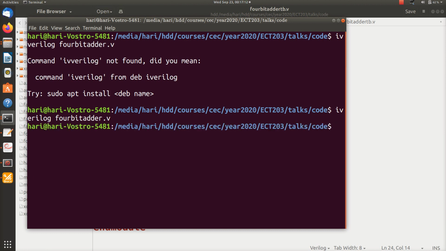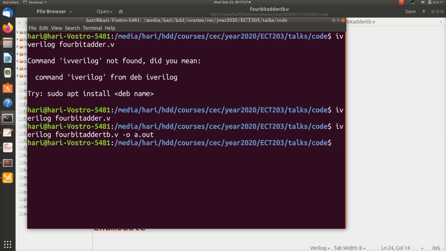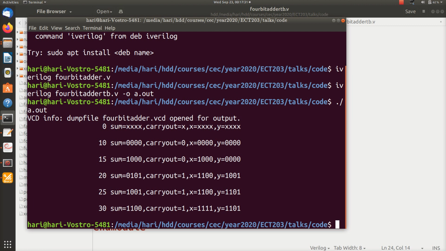Now this 4-bit adder is compiled without any problem. Now what I do is compile the full adder testbench with an output file, say -o a.out. Now I can run this a.out. Now we can see the sums happening at 10 seconds.